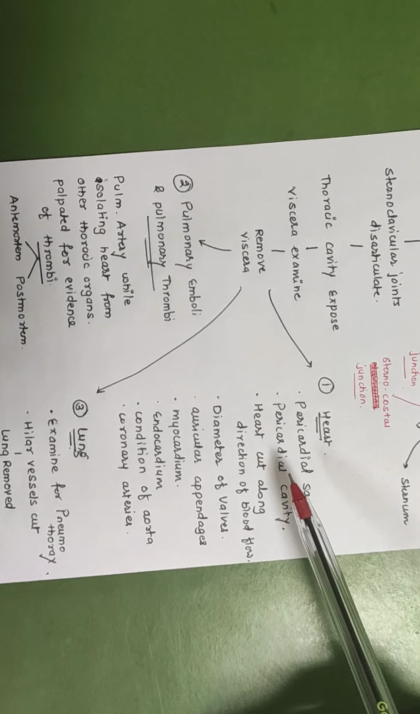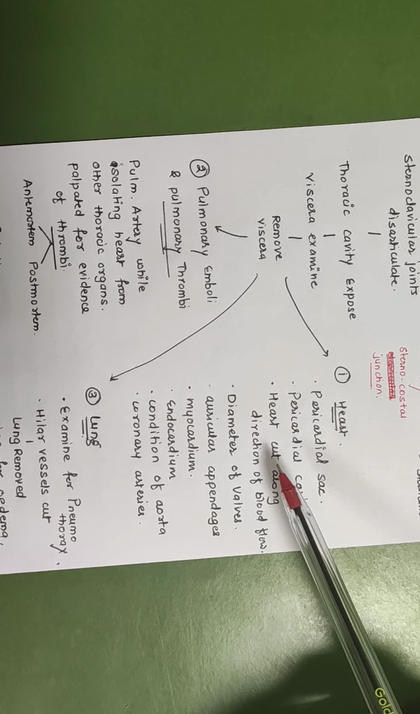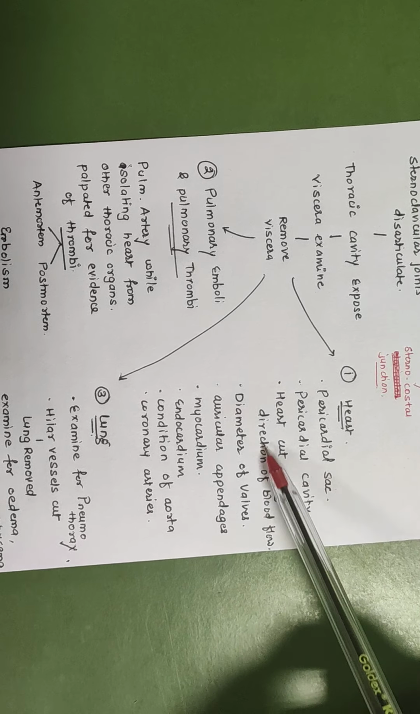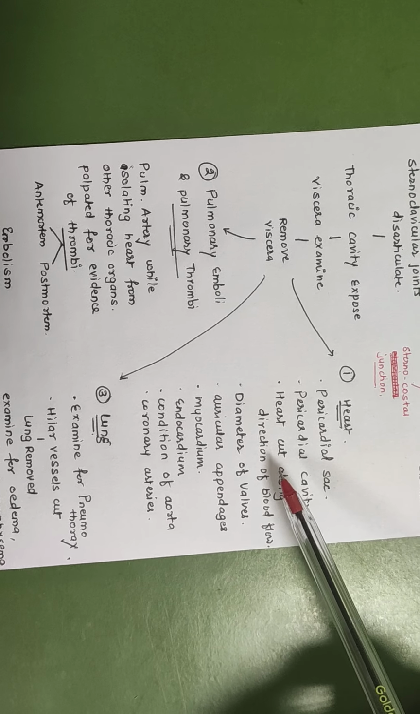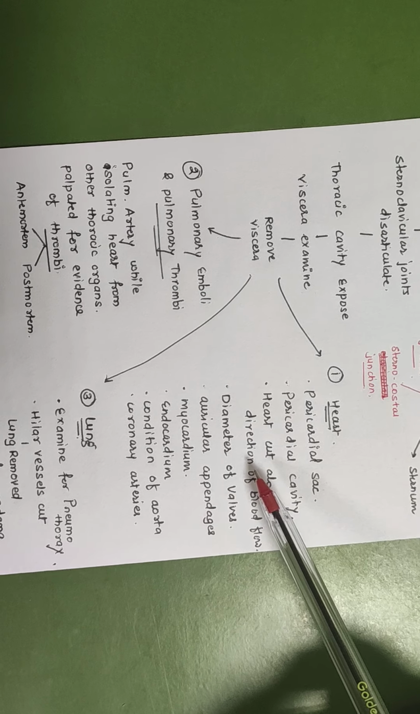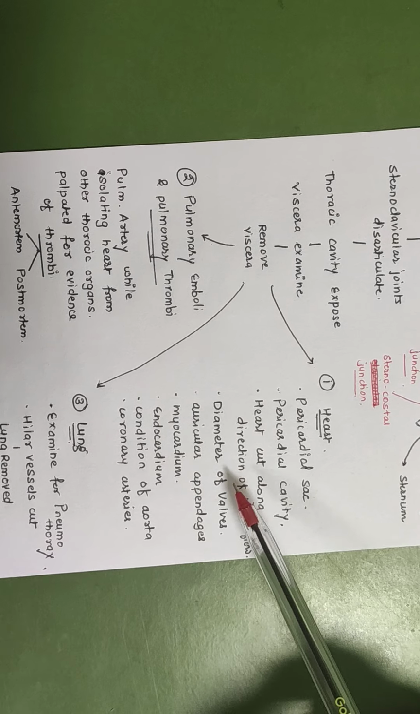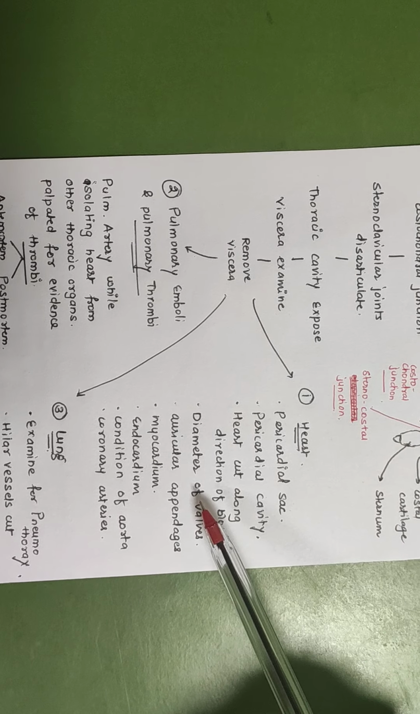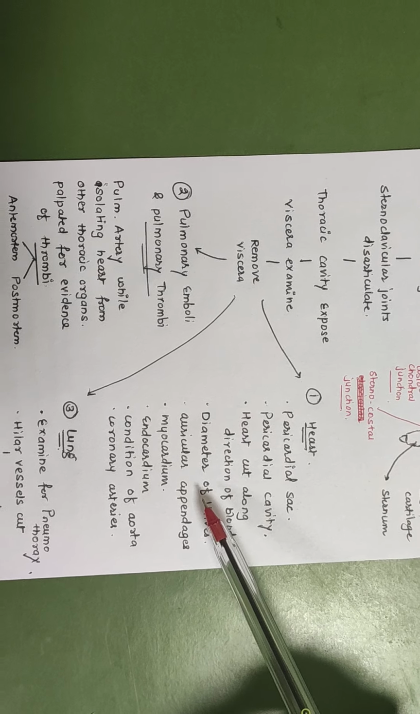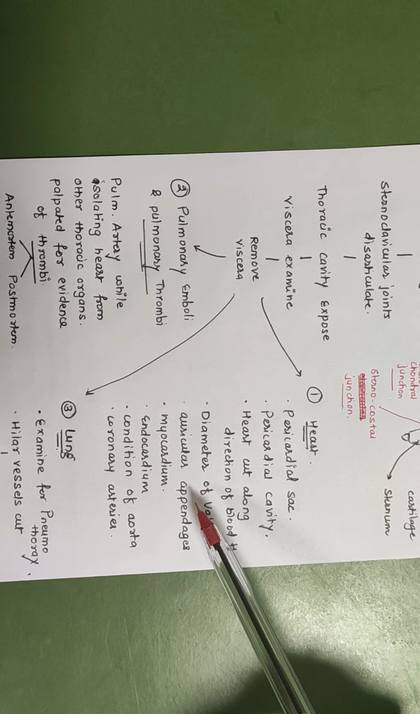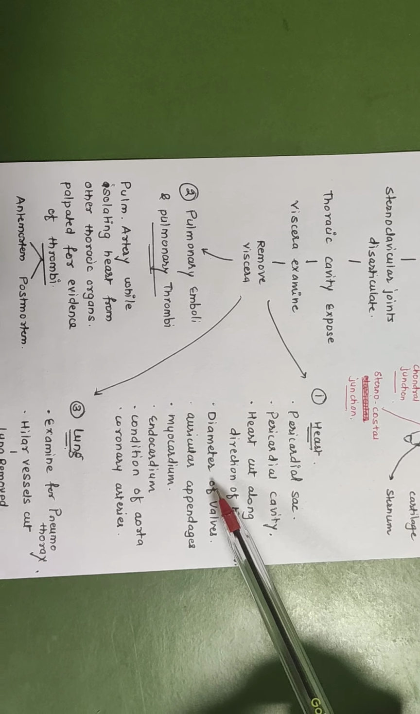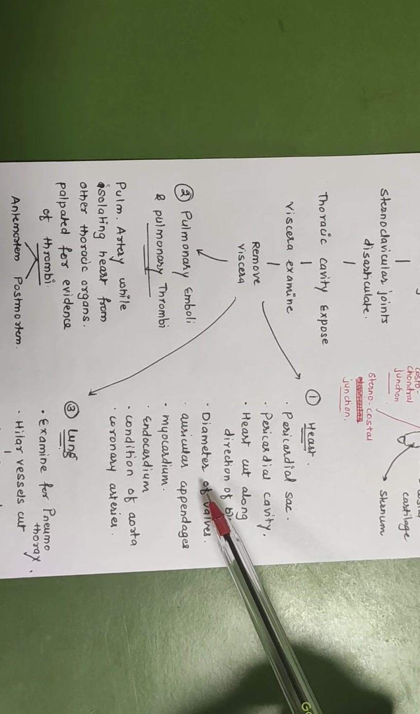Then the heart is cut along the direction of blood flow. What is the direction of blood flow? Right atrium, right ventricle, pulmonary arteries, pulmonary veins, left atrium, left ventricle, and aorta. In such a way, the heart is cut along the direction of blood flow.